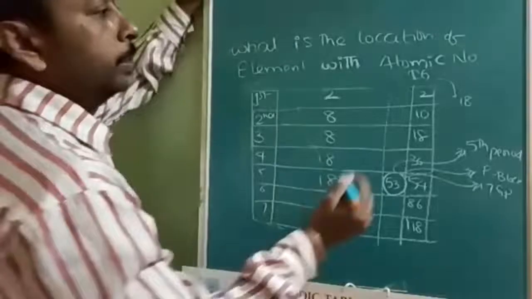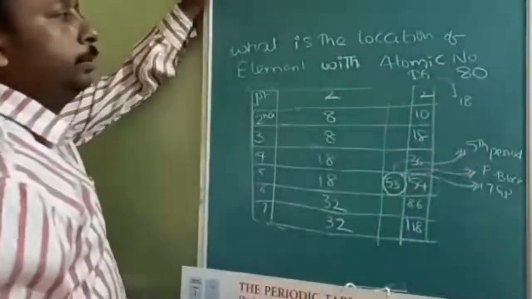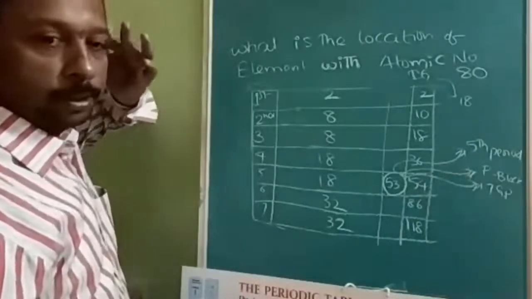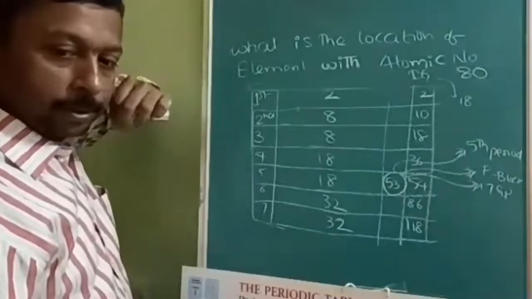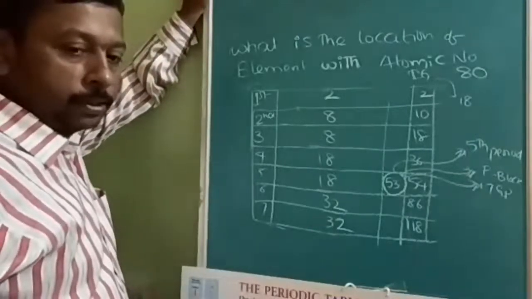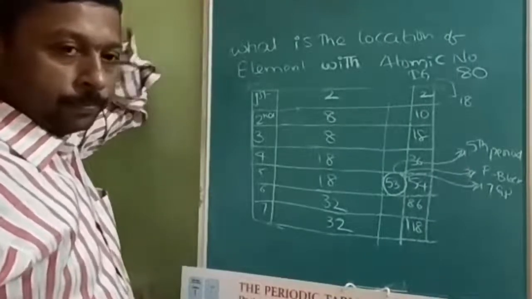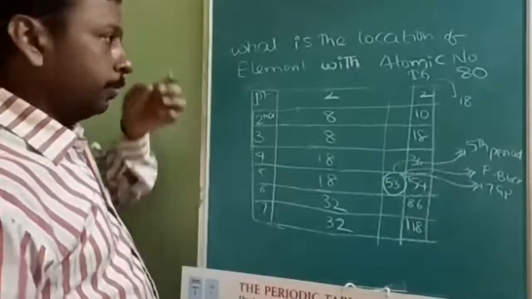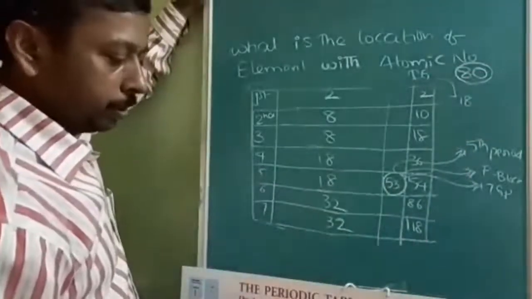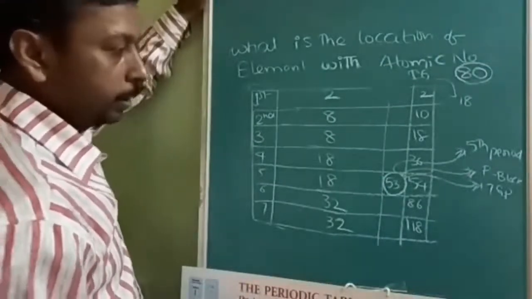Those who have noted this, for them I am giving the question: you have to find the location of the element with atomic number 80. Find the location of the element with atomic number 80. I hope you have done it for 80 also. I will tell you the procedure and you can cross-check yourself. Okay. I want you to get the correct answer.